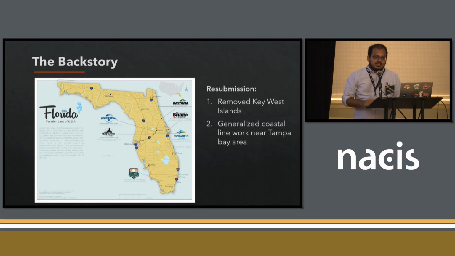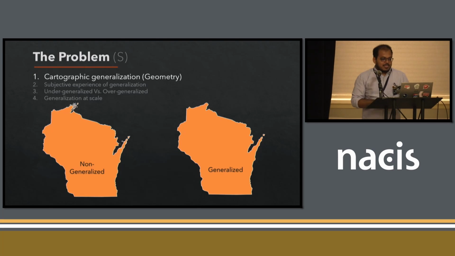So this kept me thinking, and that's how I tried to understand the major problems in cartographic design. Cartographic design is a very broad subject, and under that broad umbrella, I'm going to pick up these few problems that kept me thinking. The first one is cartographic generalization itself. When you are generalizing the shape, for instance, this is a map of Wisconsin, and you can see that there are non-generalized and generalized versions of it.